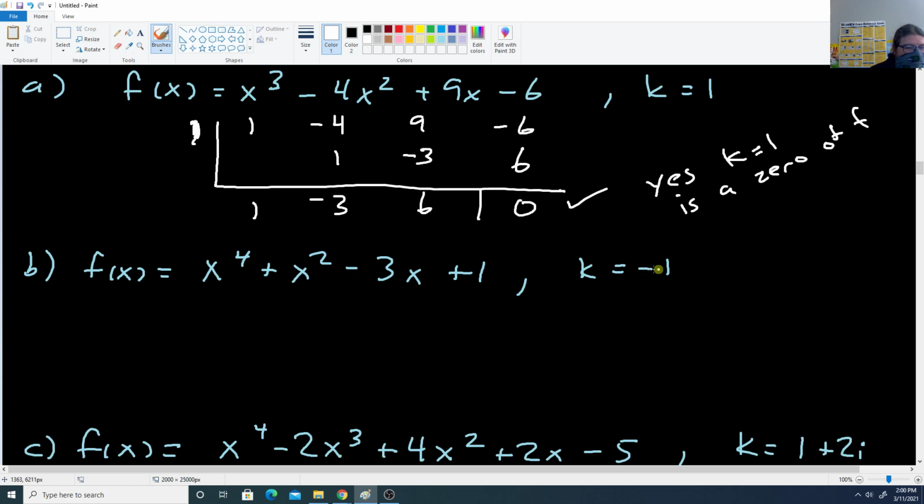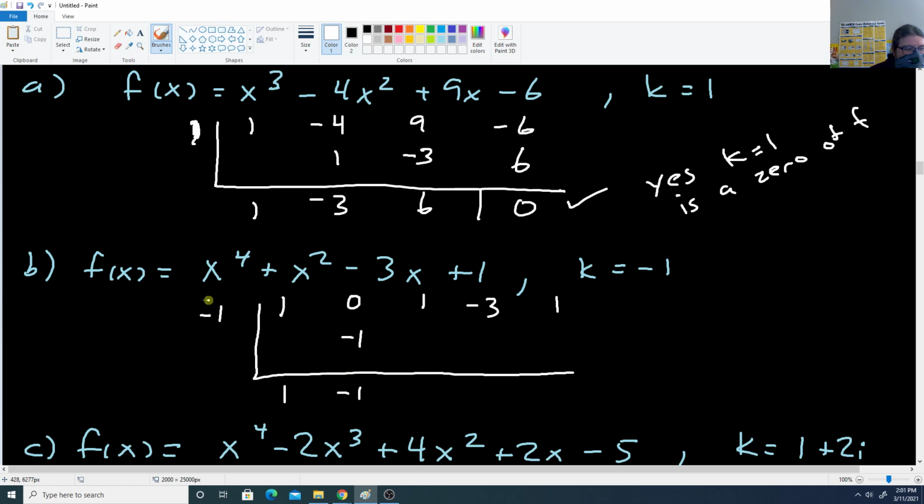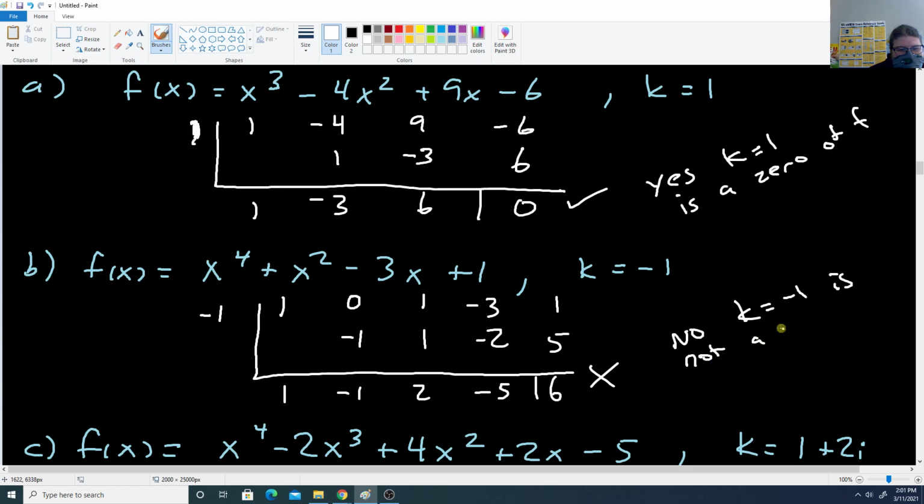So this next one, they ask us what about k equals negative 1? So we do synthetic division. We have 1 for x to the fourth, 0 for the missing x cubed term, 1 for x squared, negative 3 for x, 1 for the constant term. So we go through and we do synthetic division. Let's see. And we get 6 for a remainder. So in this case, no, k equals negative 1 is not a 0 of f. We didn't get 0 back for our remainder.